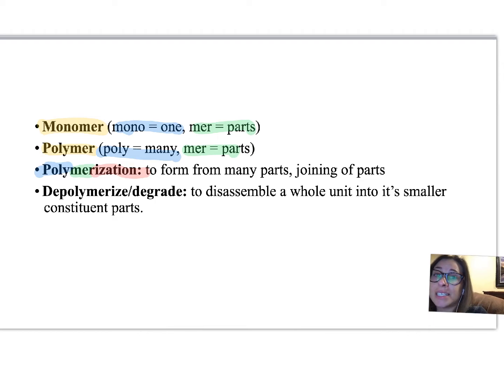The next one is to depolymerize. So polymer, we have that in there again, right? So here's poly. Here's mer. But in this case, we have a D, right? So we're going to depolymerize something. So that means to degrade it. So we're taking something larger and we're going to take it apart or disassemble it into its tinier, smaller parts.